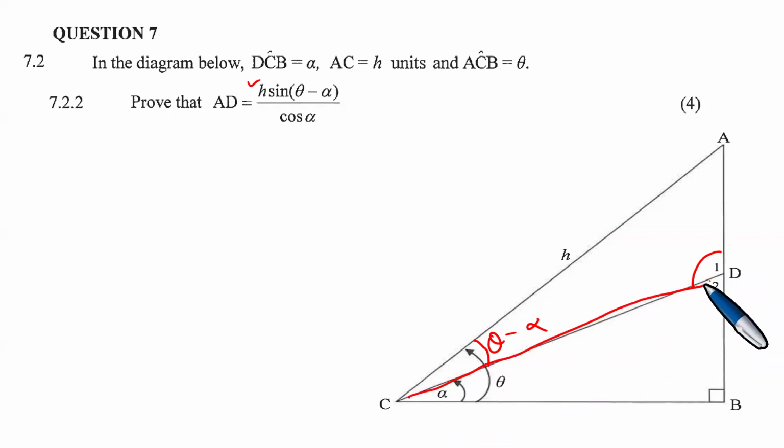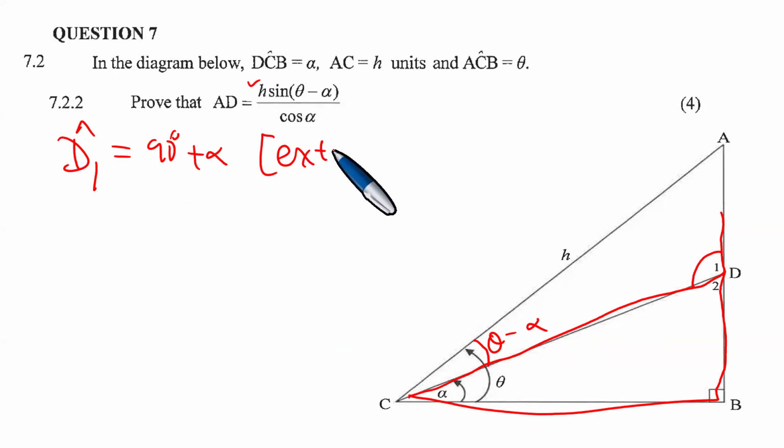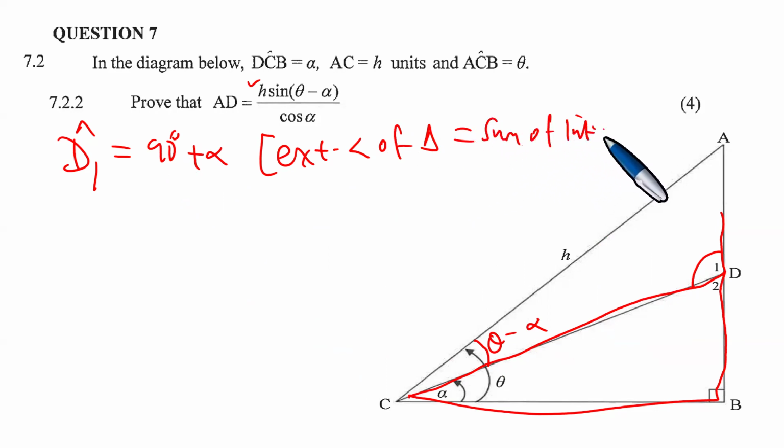So we go back to grade 10 a little bit. And this is what we have. We have that the angle D1 is equal to 90 degrees plus alpha. The exterior angle of a triangle is the sum of the interior opposite angles. So this is the exterior angle of the triangle. The exterior angle of a triangle equals the sum of the interior opposite angles. So this angle here is 90 degrees plus alpha.